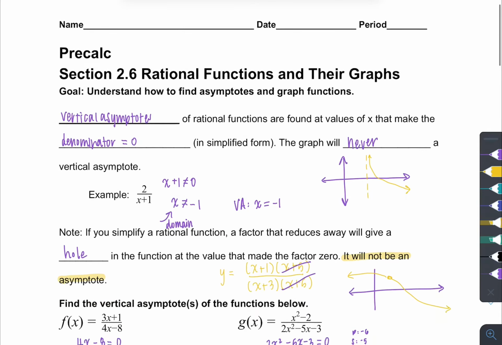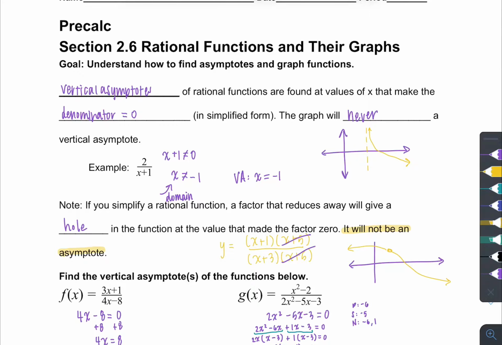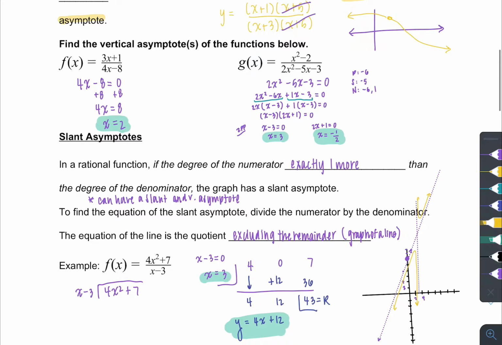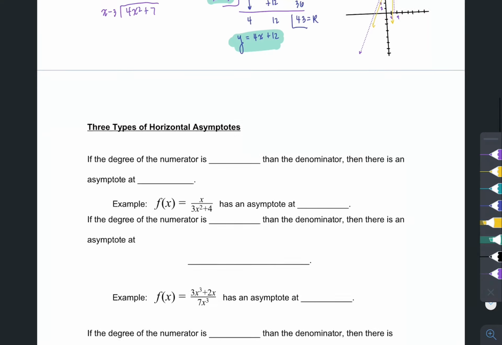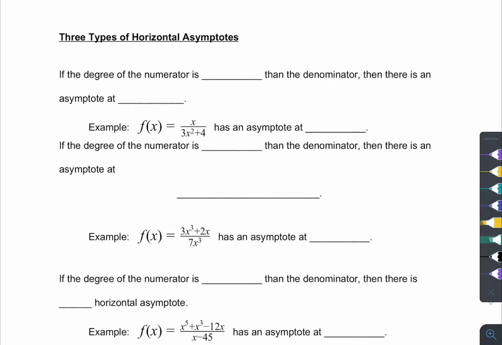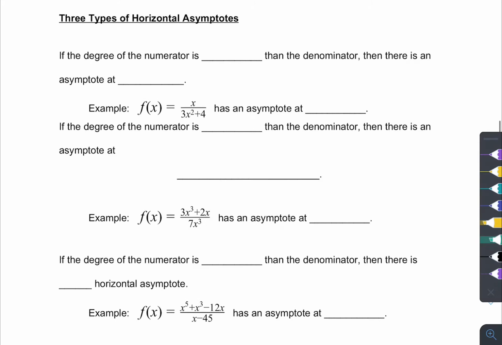Today we're continuing on with rational functions in our graph. Last time we talked about vertical asymptotes and we talked about slant asymptotes. So today we're going to talk about horizontal asymptotes, and then we're going to work on some graphing. So there are three types of horizontal asymptotes.